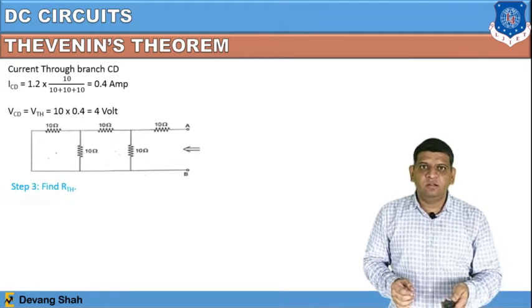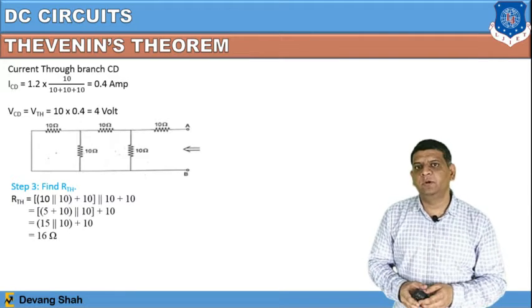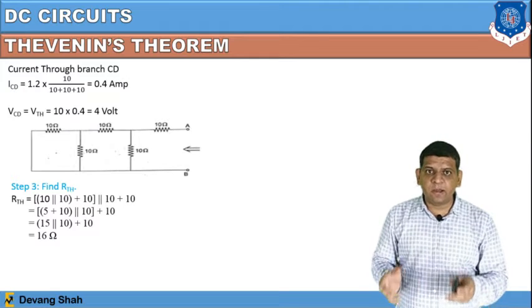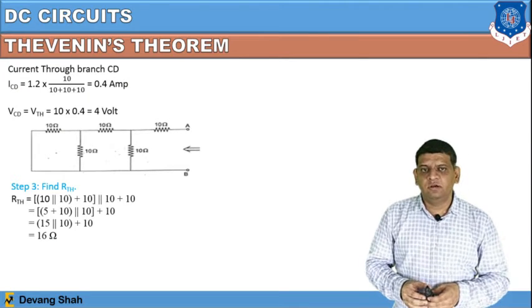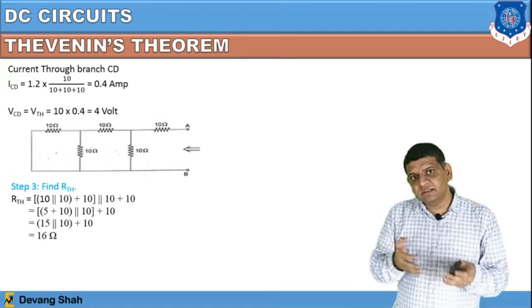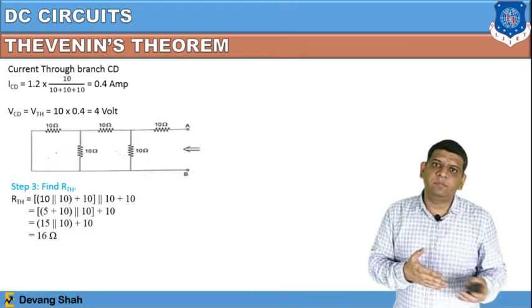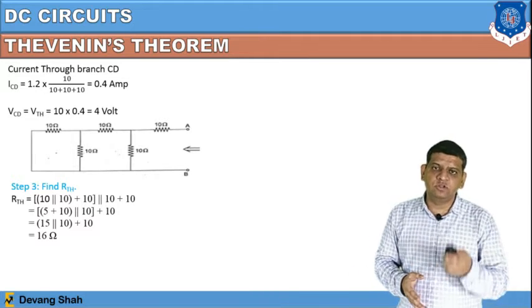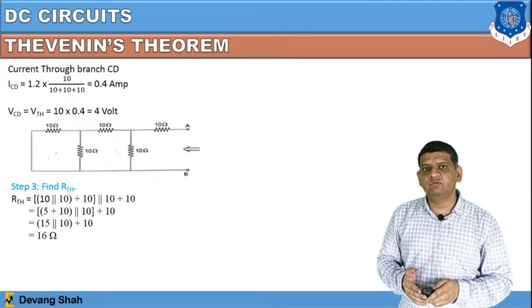So you can find the RTH equation, where RTH is equal to 10 in parallel with 10, plus 10, that means in series with the 10, again in parallel with 10, plus series with the 10. Once you solve this network, you can find total RTH would be 16 ohm.